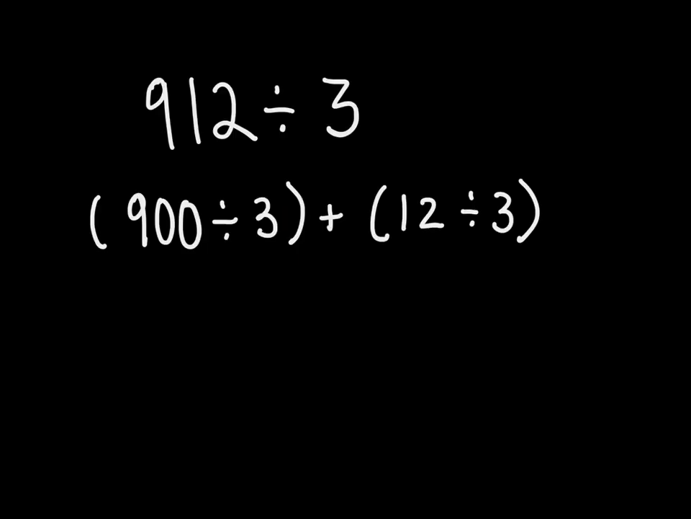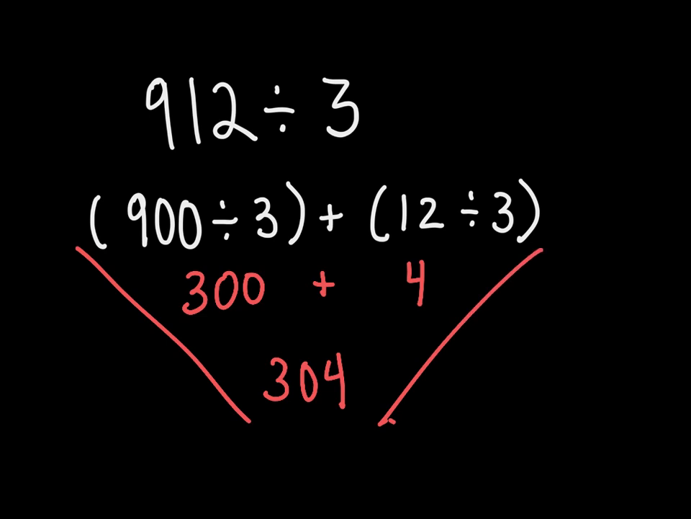And the last method is the break apart method, 912 divided by 3. You're using the distributive property, and we're going to use the funnel to get to the main answer. Again, we're going to break it up. 900 divided by 3 is 300, plus 12 divided by 3 is 4. 300 plus 4 is 304. There you go. I know you enjoy doing those funnels.